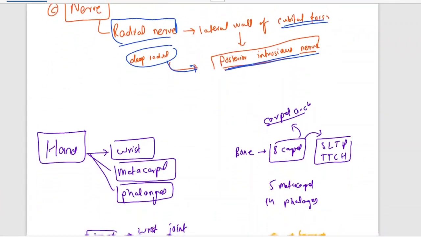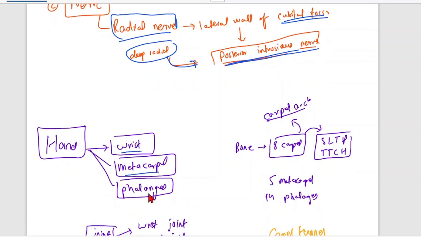Now forearm. Okay, now about the hand. The hand has three things: wrist, metacarpals, phalanges. So the wrist has 8 carpal bones. And how can you remember? One is the first row and another is the second row.